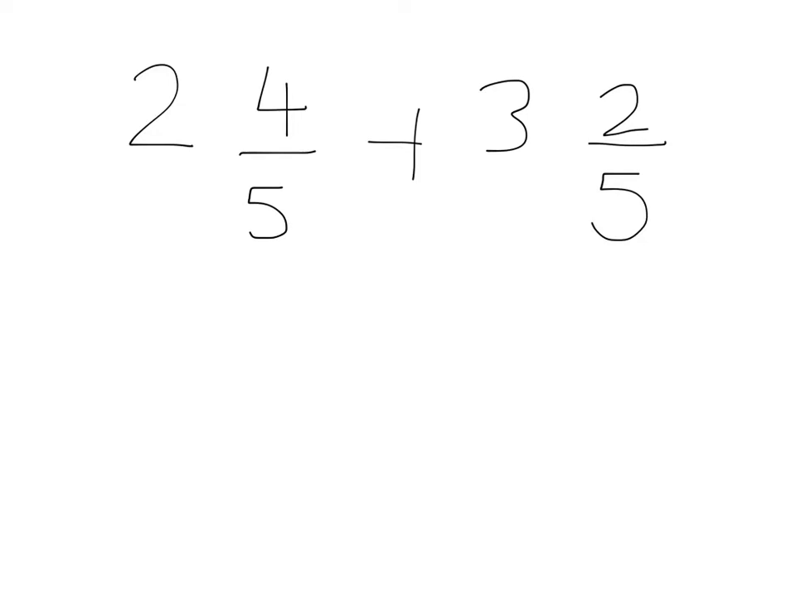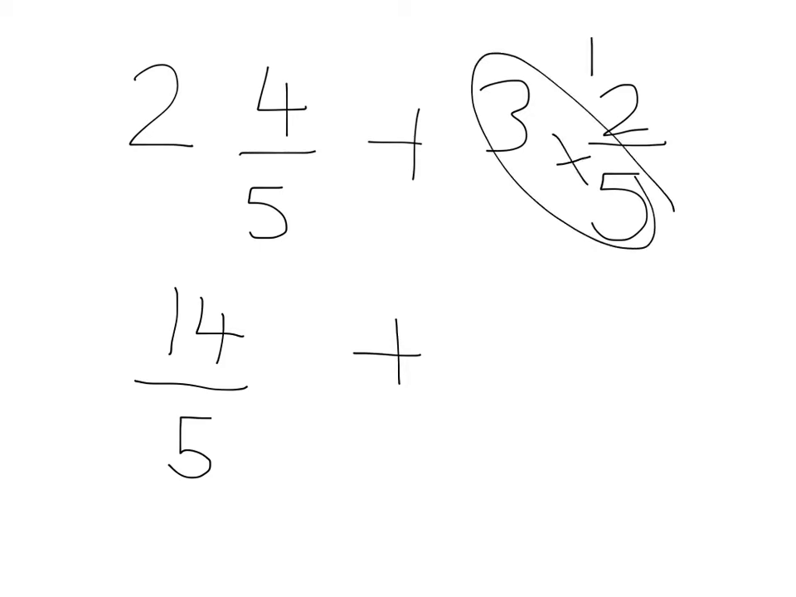And Shay, can you change 2 and 4/5 for me into a top-heavy fraction, telling me what you do? Times the whole number by the denominator, which is 10. And then you add the numerator. 10 add 4 is 14. And what do I put it over? The denominator, which is 5. And can you do the next one for me as well, please? 17 over 5. Yes, 3 5s are 15, and add 2 is 17, and you put it over 5.